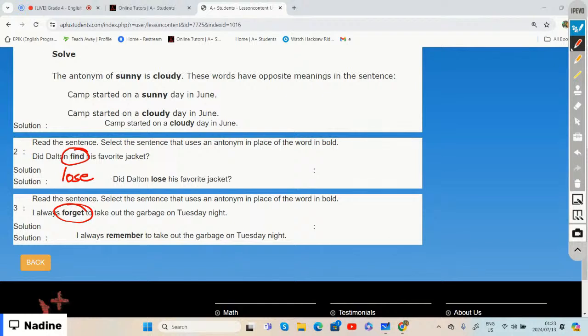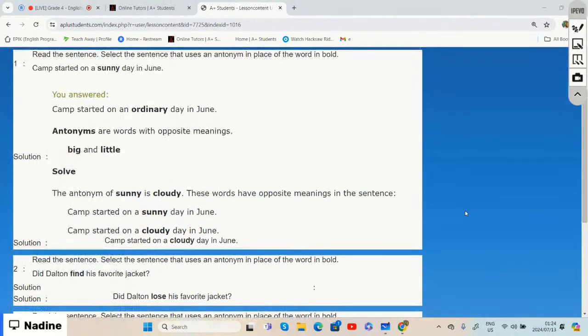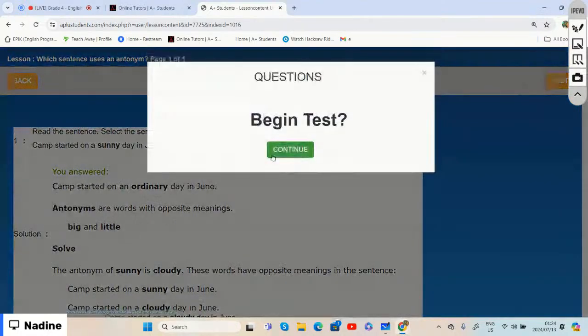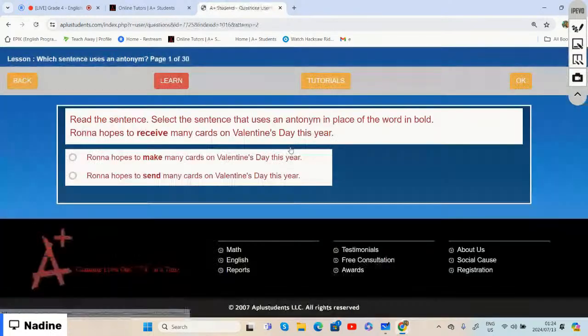So forget. All right, so if you forget something, the opposite of forgetting something is to remember something, right? Or if I don't remember something, then I forget something, right? So that is correct. So well done. That is the opposite, or let's say that is the antonym, right? So now we're going to our test where we are going to say which sentence uses an antonym.